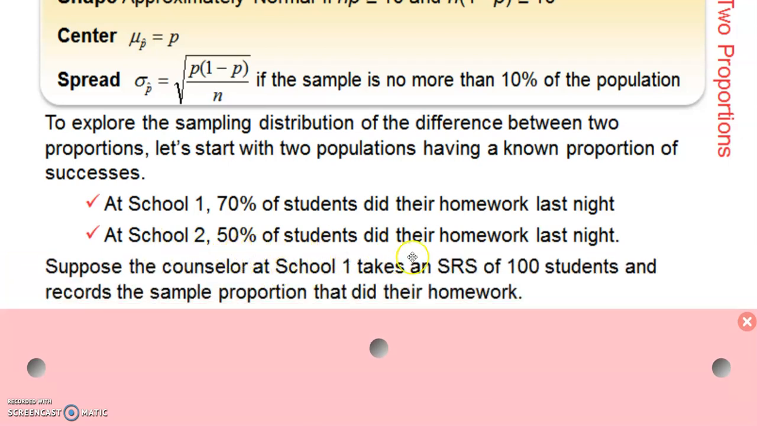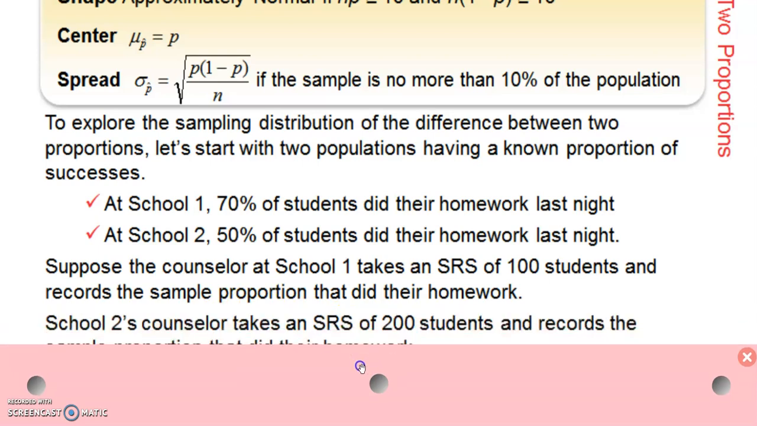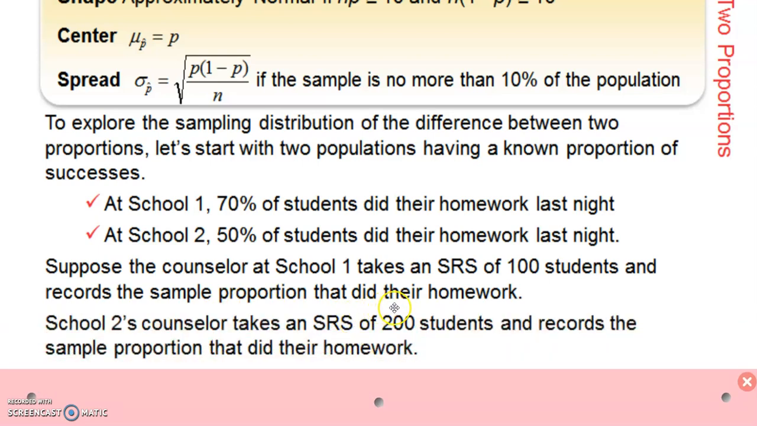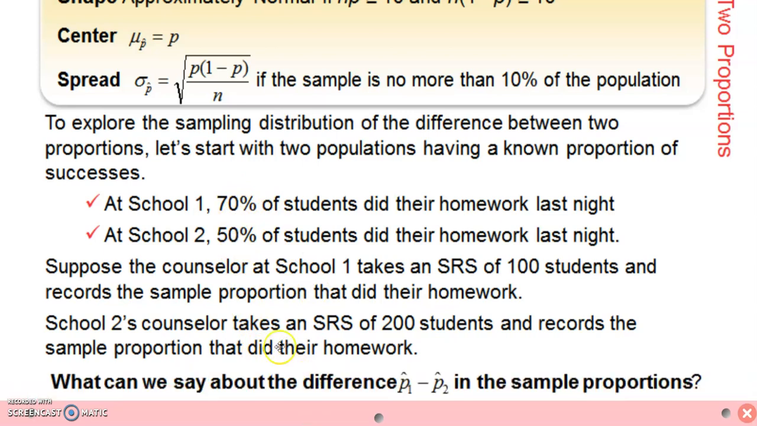Let's say somebody at school 1 takes a simple random sample of 100 students and records what proportion did their homework. School 2 does the same thing, but with a simple random sample of 200 students from their school. Now, at school 1, they probably are going to get something close to 70%, and at school 2, something close to 50%, but not exactly those numbers. But what can we say about the difference in our two samples? What happens?